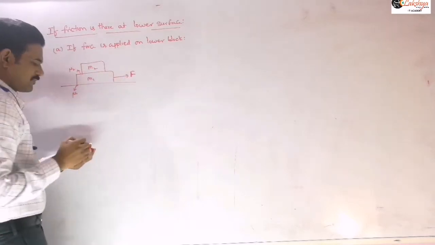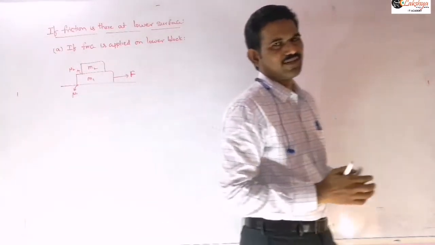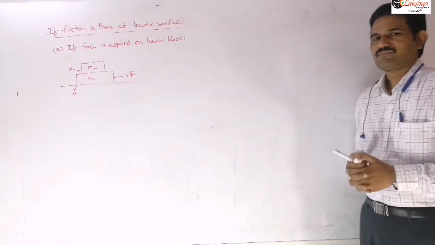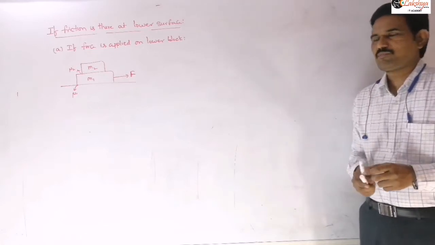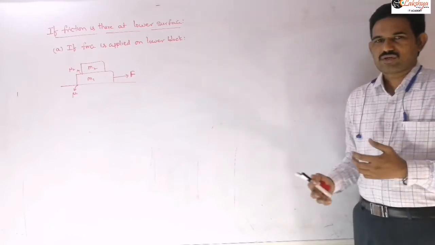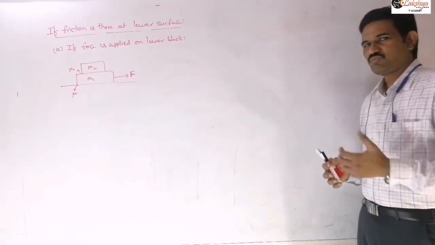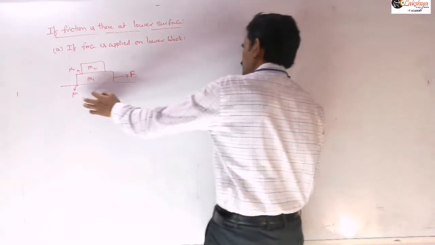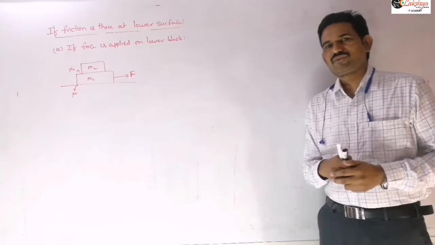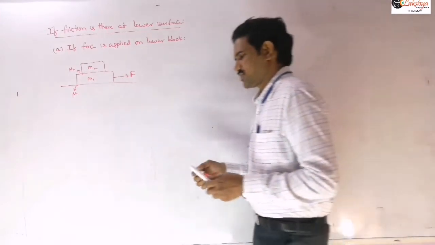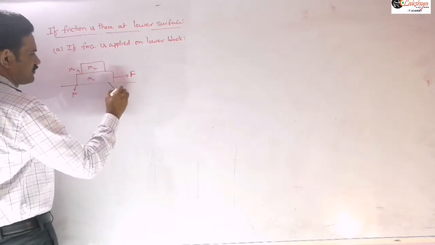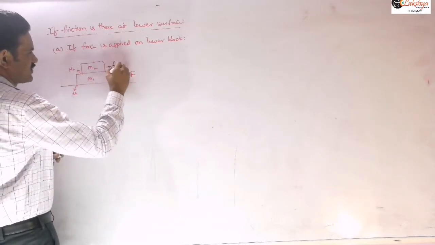So if force is applied on the lower block, it is somewhat easy to solve this problem, especially in these cases when friction is there, compared to when force is applied on the upper block. Because now you can decide whether the system is moving or not. You can decide that the system will start moving only when the applied force is greater than the friction at the lower surface, right? Let us take this frictional force as F1 and this as F2.